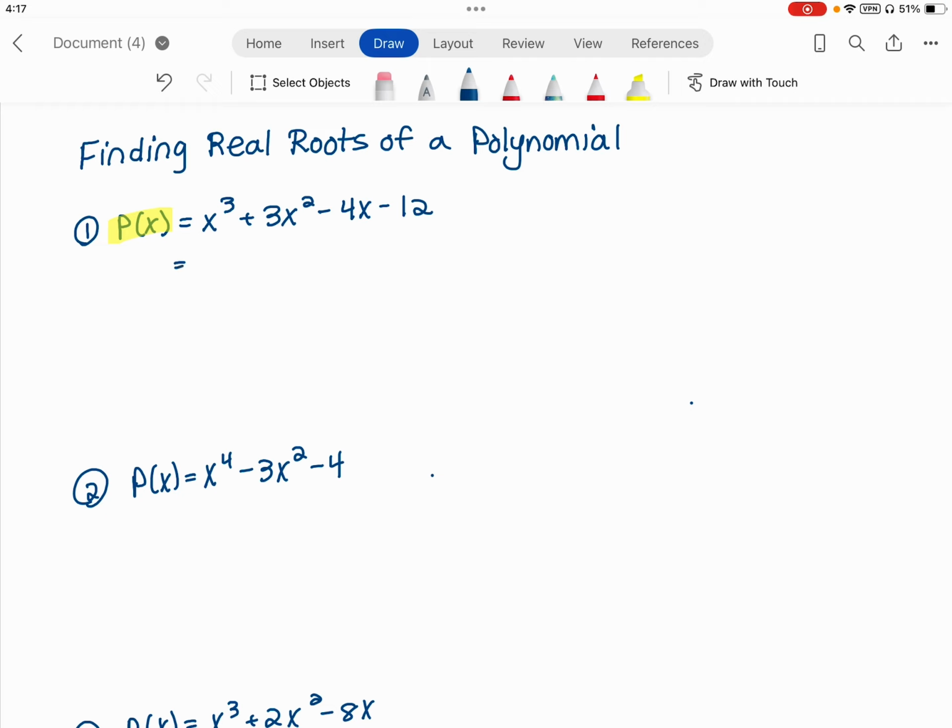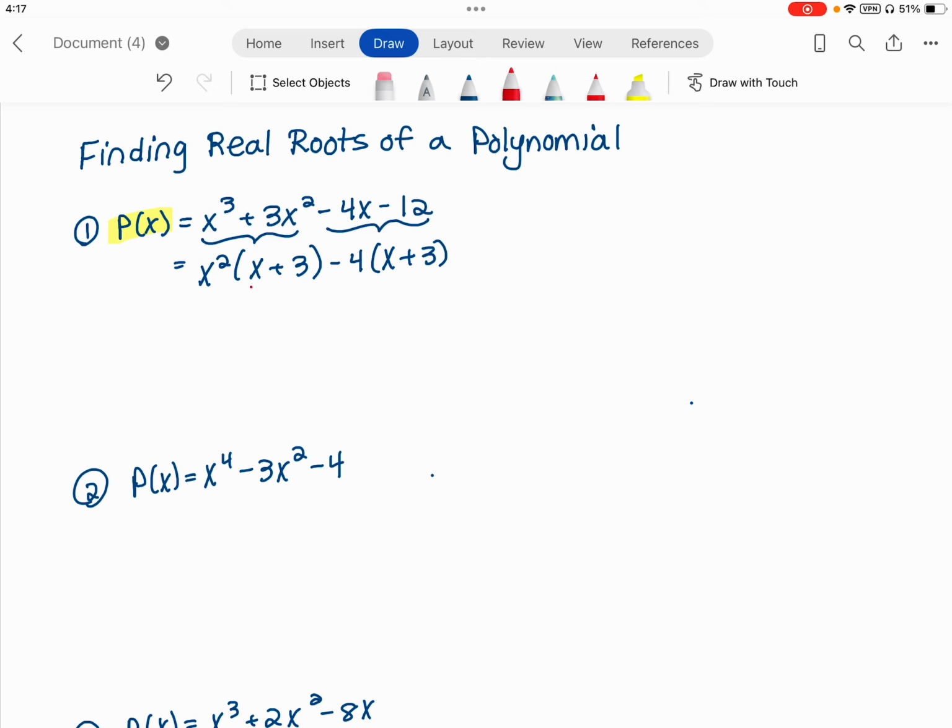And so here we're going to use grouping, and that's where you group the first 2 terms and then the third and fourth terms together. And I can factor out an x squared from the first 2 terms. And I'll have an x plus 3 remaining. And then I can factor out a negative 4, and I'll have an x plus 3 remaining.